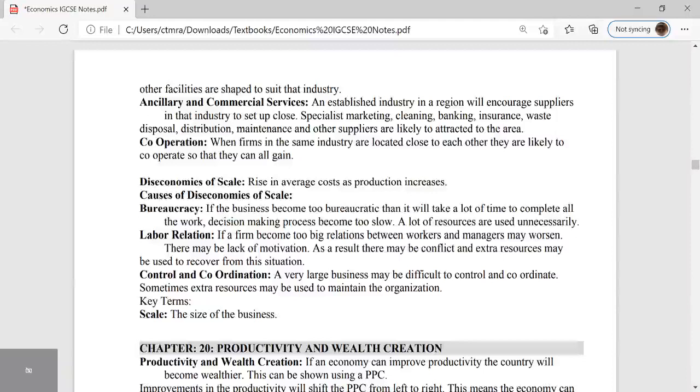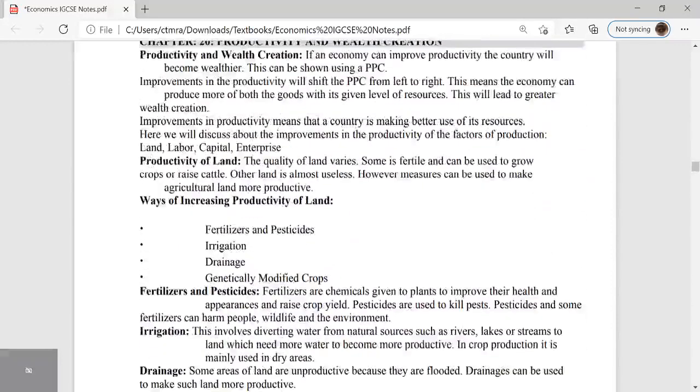So bureaucracy can also increase the average cost, as the process is too slow. Then again we have labor relationships, which become worse if the number of labor is too much. That's again a problem. Then control and coordination: controlling and coordination become very difficult for the firms when the number of labor, branches and factories is increasing. So it may also lead to diseconomies of scale. This is a very important chapter, so I'm going quickly forward to the next chapter.